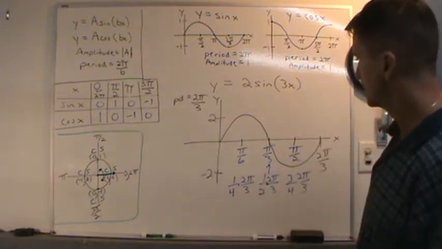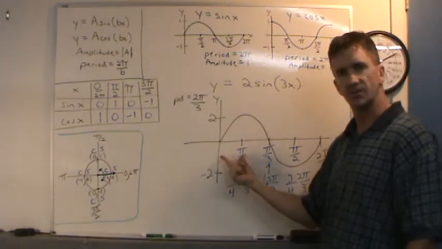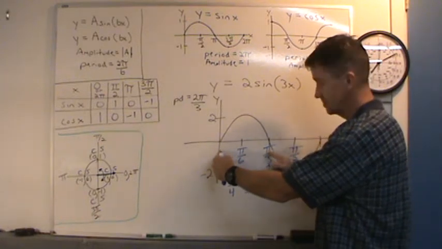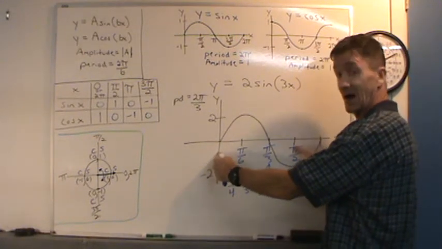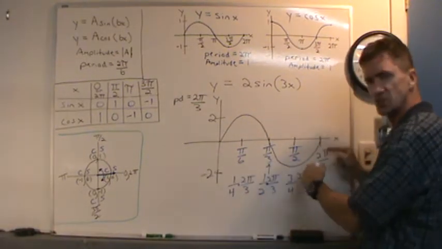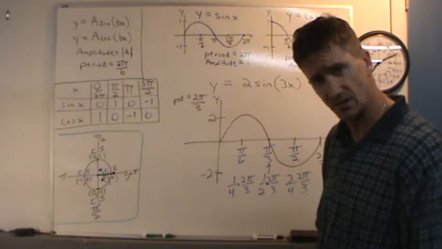Not too bad, huh? Here's another way too. Once you find this first tick mark, that means this is pi over 6. This would be 2 pi's over 6, pi over 3. This will be 3 pi's over 6, which is pi over 2. And this is 4 pi's over 6, which is 2 pi over 3. You can use that technique also.